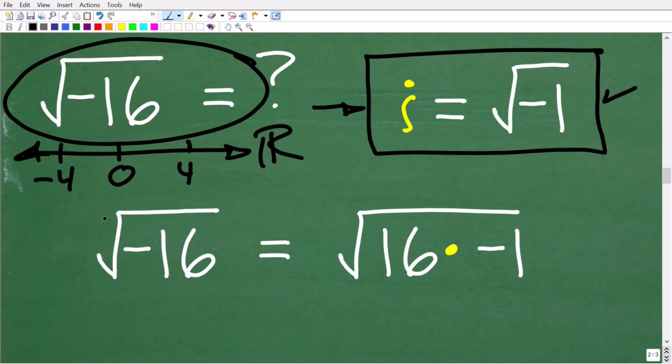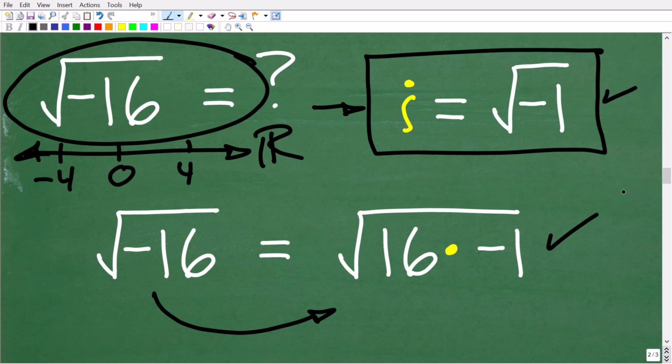Okay, so the square root of -16, we want to think of it this way. So we want to think of the square root of -16 as the square root of a positive 16 times a -1, because a positive times a negative is a negative. So the square root of -16 we can think of again as positive 16 times -1, or the square root of a positive 16 times a -1.